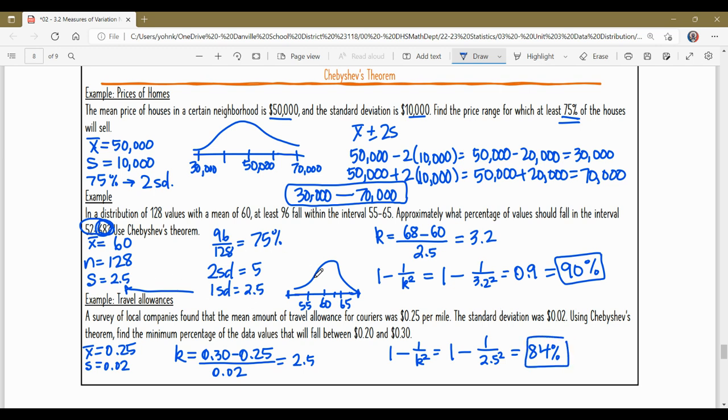So if my standard deviation and mean are given and I have the range, then I can find my K value to find the new percentage.